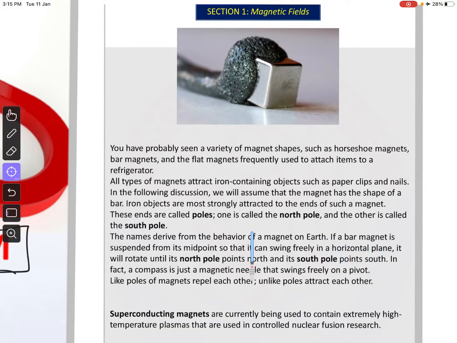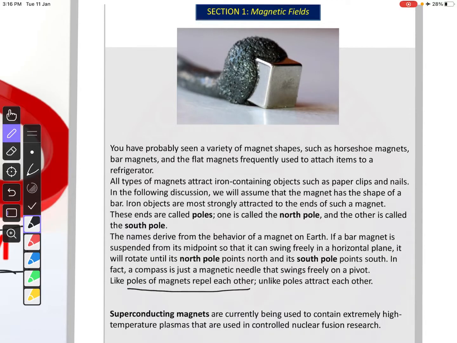If a bar magnet is suspended from its midpoint so that it can swing freely in a horizontal plane, it behaves like a compass, which is just a magnetic needle that swings freely on a pivot. Like poles of the magnet repel each other, unlike poles attract each other. This is important: like poles are going to repel, and unlike poles are going to attract each other.